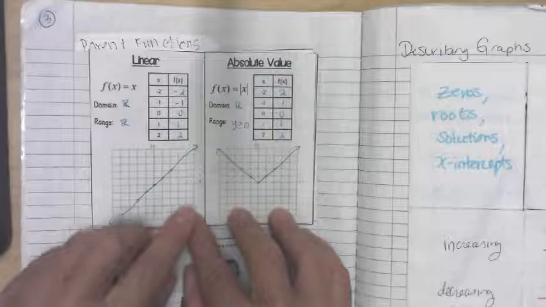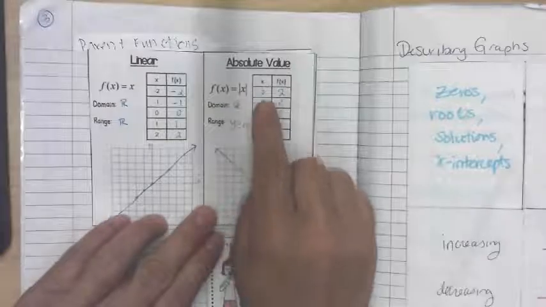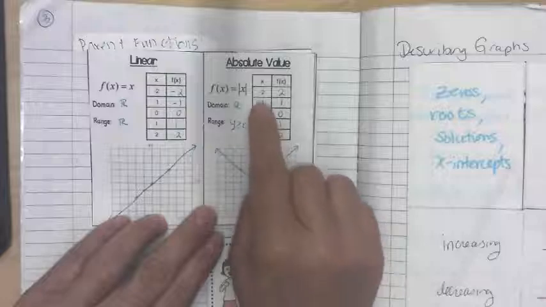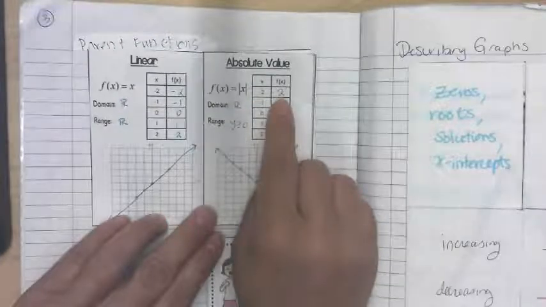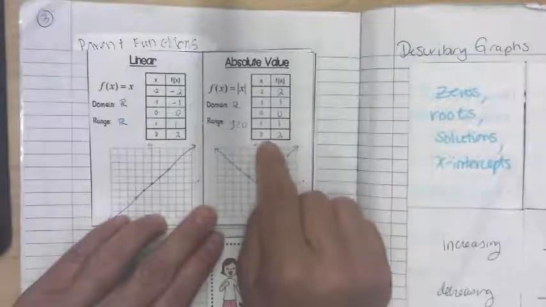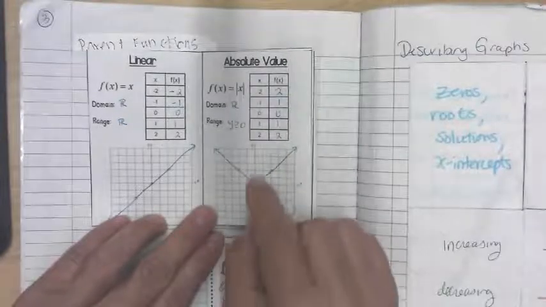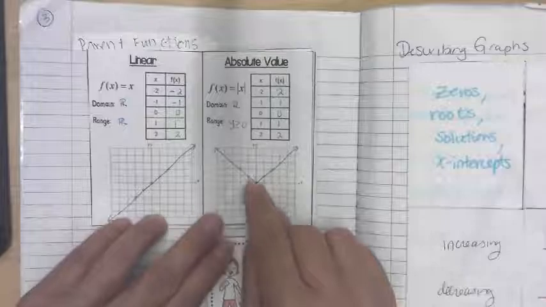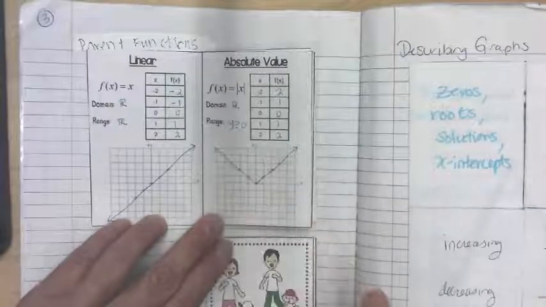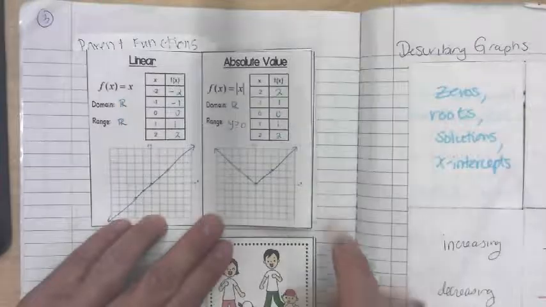For the absolute value function, this is going to take all of your values and make them positive, whether they're positive or negative. So when I plug in -2, it'll come out +2. When I plug in -1, it'll come out +1. And then these values will remain as is. And so when you graph this one, you're going to get a V-type shape. The domain is all real numbers, and the range is y is greater than or equal to 0.